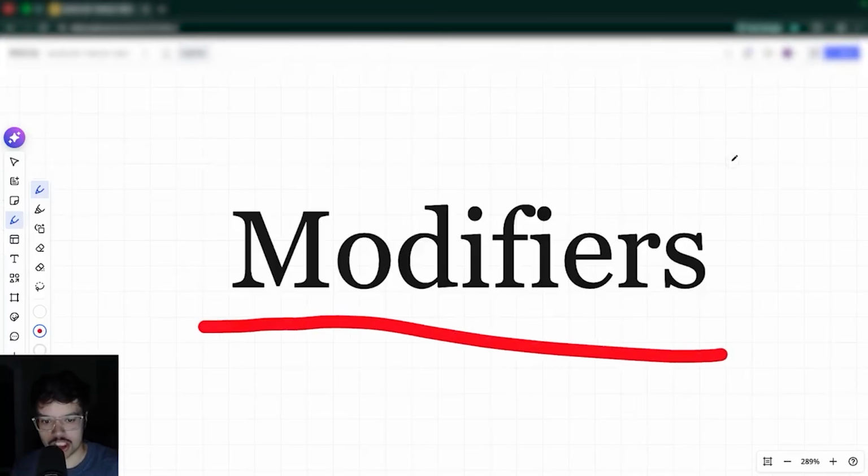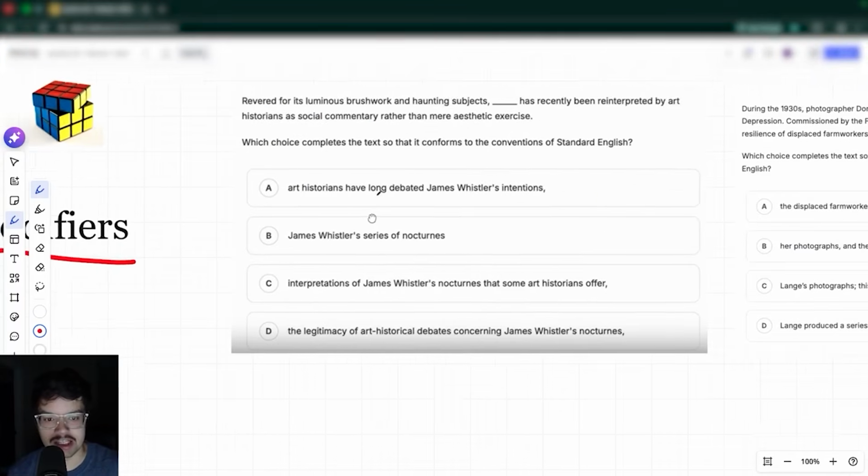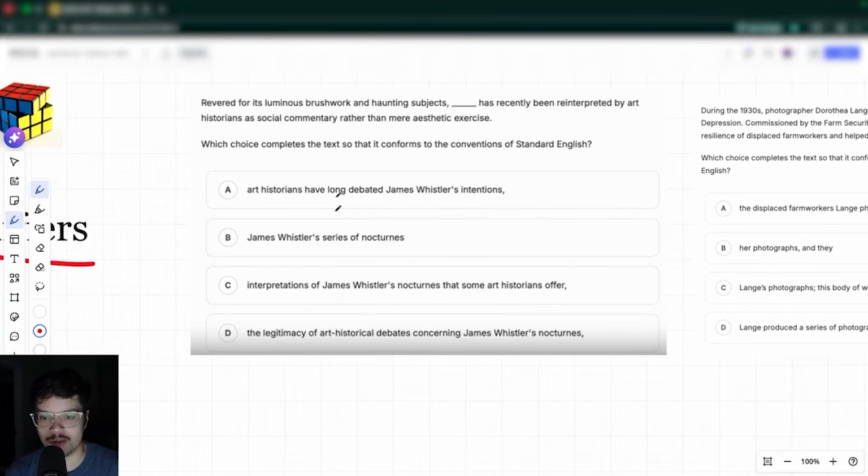When I say modifier question, this is referring to one of the grammar questions on the SAT. It's going to look a little bit like this. And basically, you know it's a modifier question because all of these choices are just extremely long. You may even think when you first see a question like this that maybe it's not a grammar question. Maybe it's actually a passage question or a transitions question, because these choices just seem way too long for it to be a grammar question.